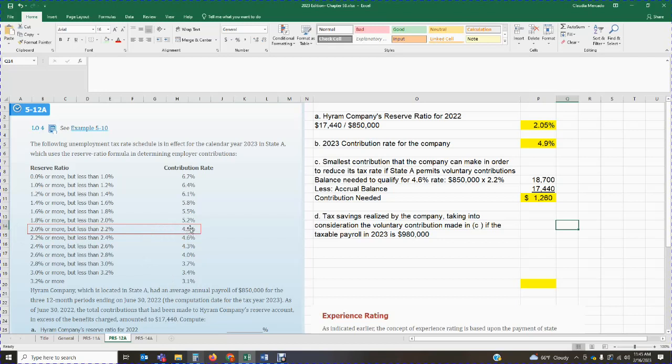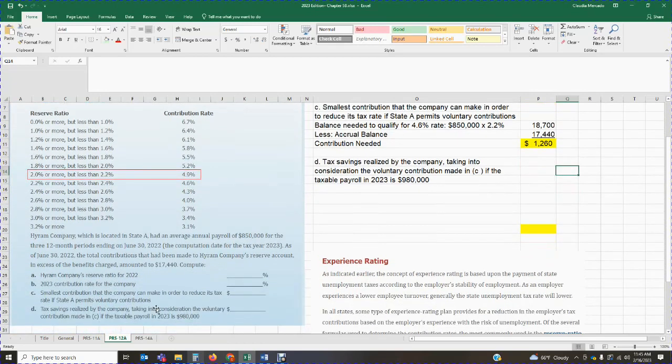If I want to make a small contribution to move down to the next tier, I will need to contribute an additional $1,260 to be able to move down to that tier. My contribution rate would then go from 4.9 to 4.6%. Now remember, this is only if the state permits voluntary contributions. If it permits voluntary contributions, then you can contribute an additional $1,260.